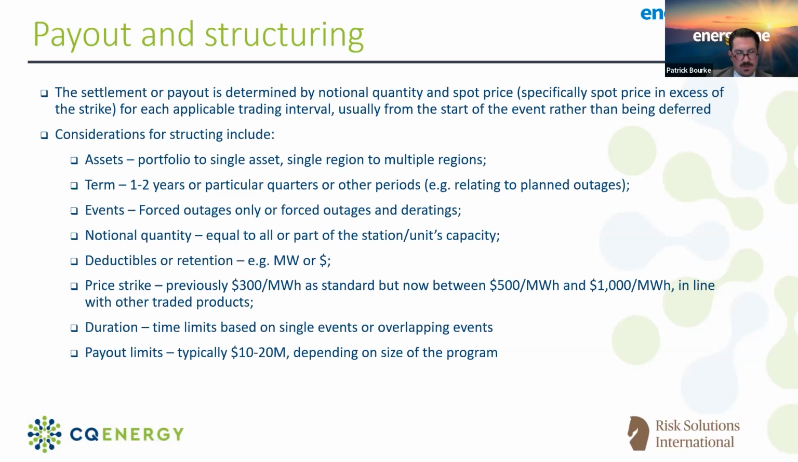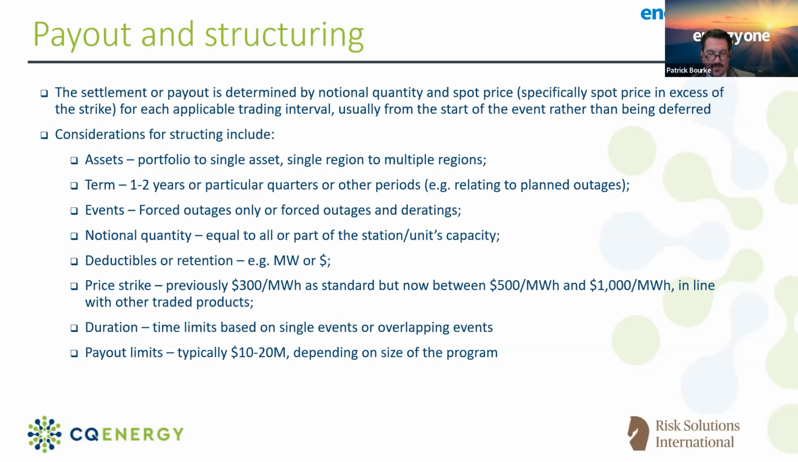Again, what Ian was talking about with the standard products that trade through our exchange, previously strikes were set at $300 per megawatt hour, which was important for benchmarking and also generally seen as our threshold for capacity pricing. But now we see that increasing to $500 and $1,000 in line with other traded products, and as a function of that heightened volatility and elevated prices.